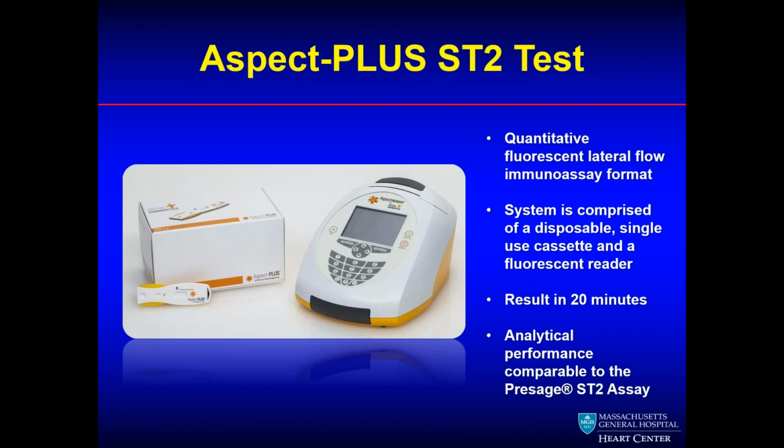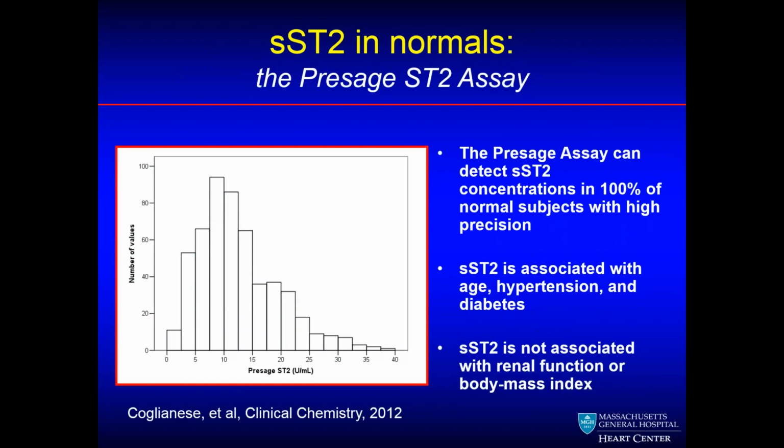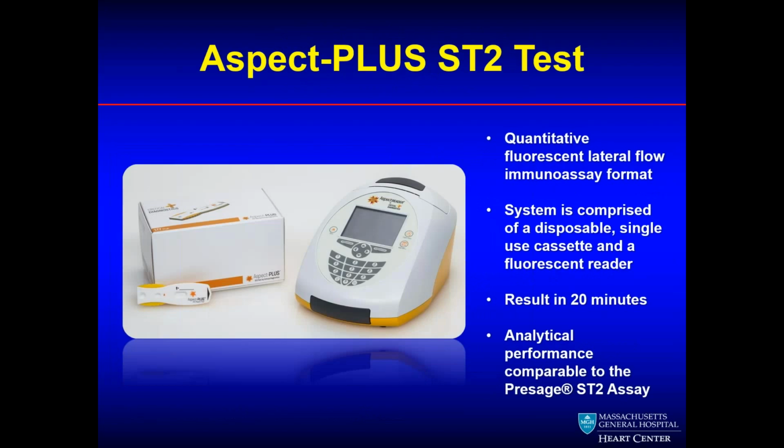And one of the nice things about this test is that it provides comparable performance to the ELISA assay. So I think that whether you decide to use the ELISA or the Aspect Plus test, as well as upcoming automated versions of the assay, we can be confident that the results are interchangeable.